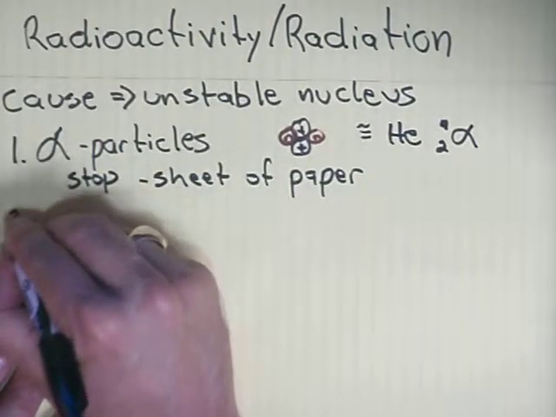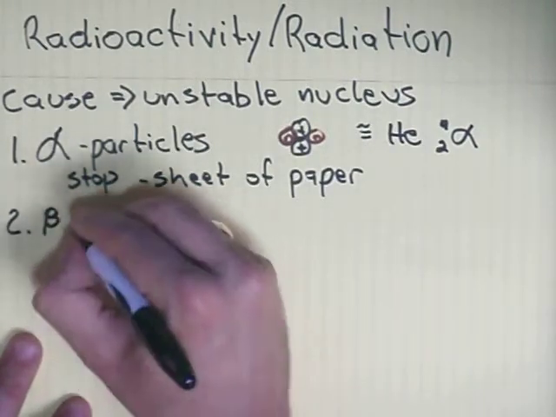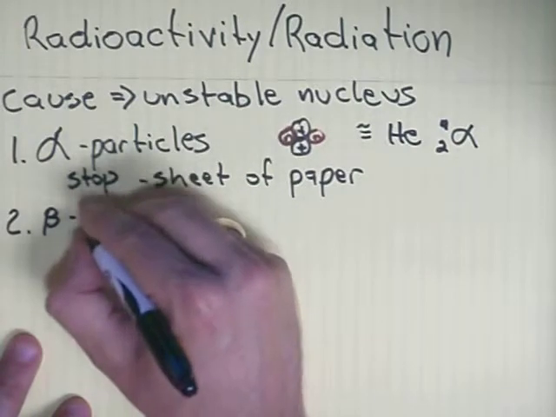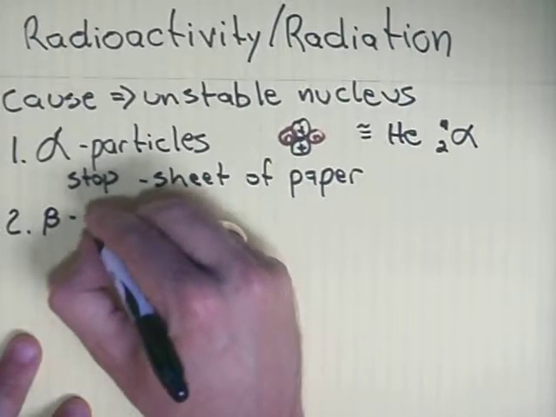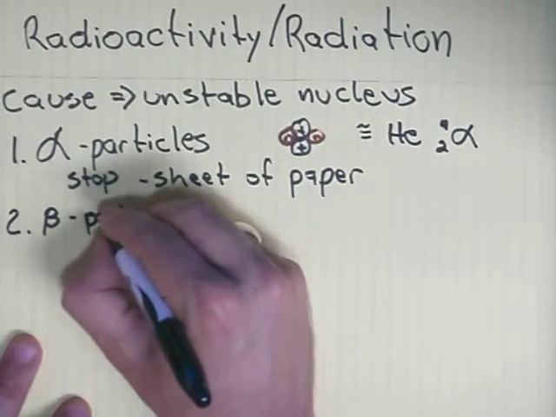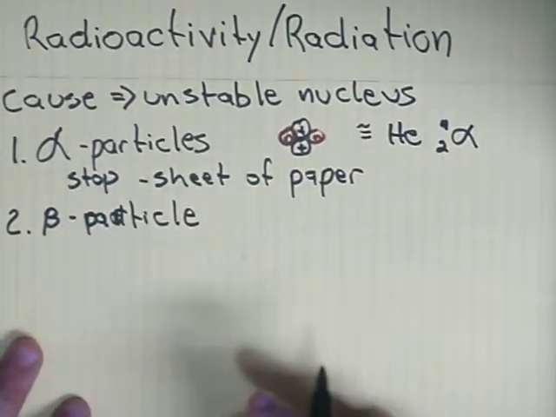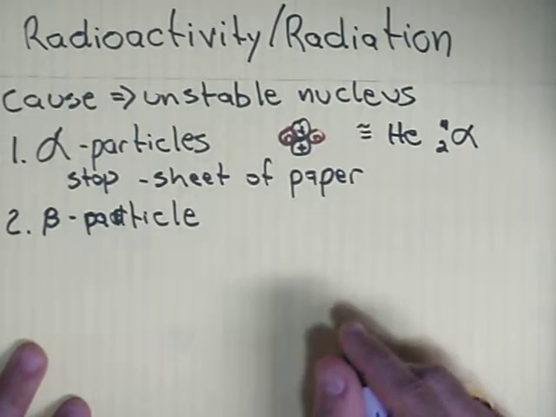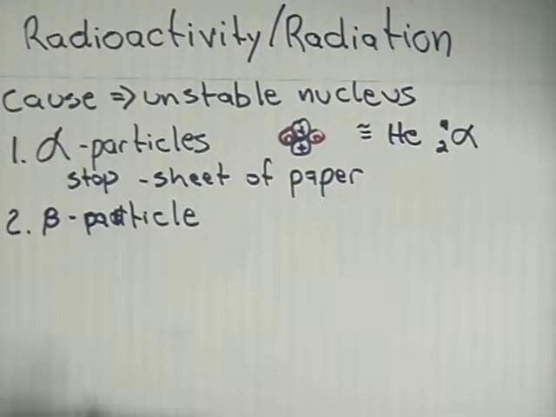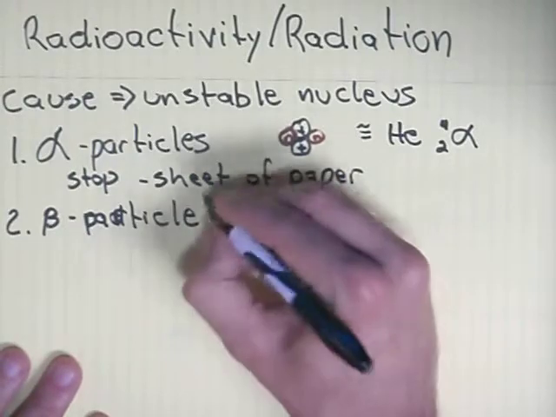So the second one is a beta particle. Well, let's call it beta radiation. Well, these are types of radiation, but it's a beta particle. We'll stick with that. And a beta particle is essentially an electron.